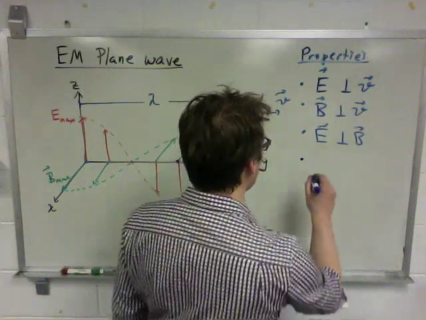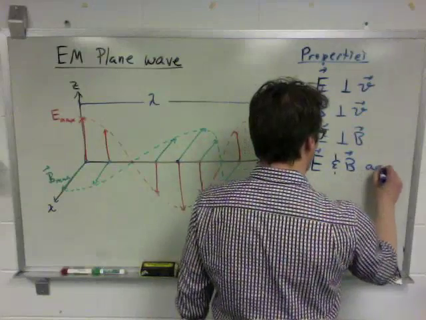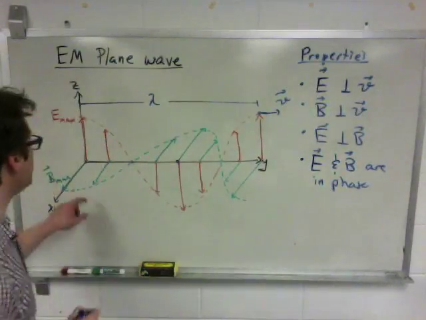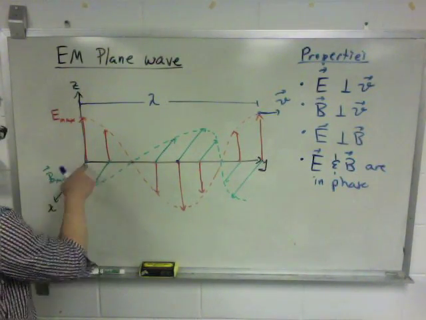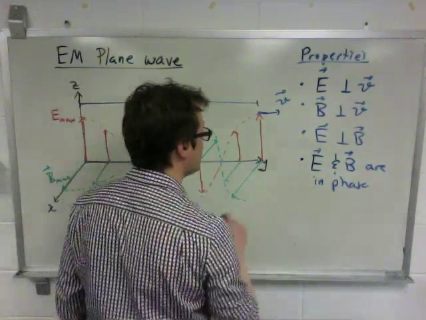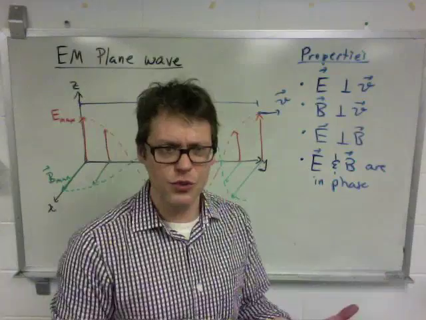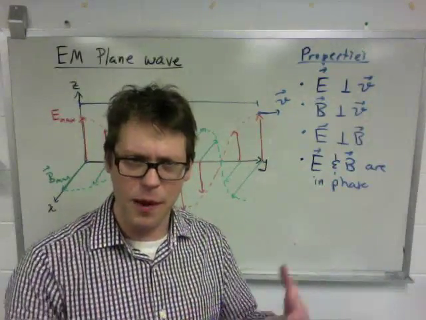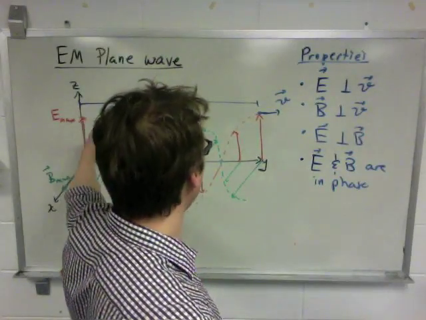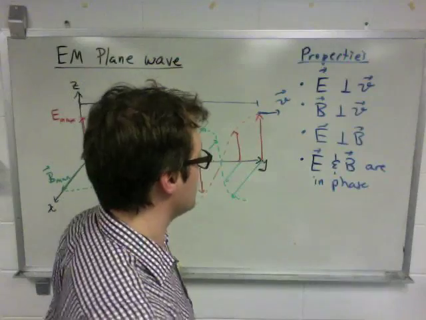A couple of other things. I'll mention that E and B are in phase. All that means is that where E is a maximum, B is a maximum. Where E is 0, B is 0. I already mentioned that, and that's just to say that they are in phase. Now, it turns out that doesn't actually always have to be true. Sometimes it's not true if an electromagnetic wave is propagating through materials. But for the most part, we're going to assume that our electromagnetic wave is propagating through a vacuum. So we're imagining that this is traveling through empty space.